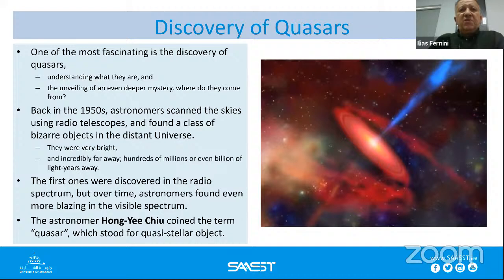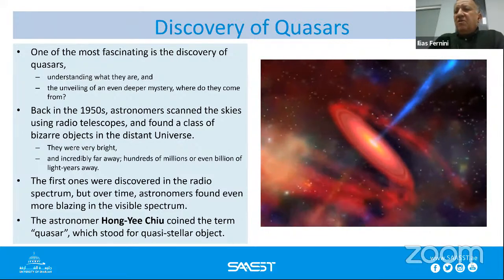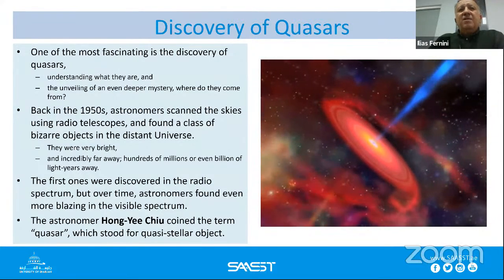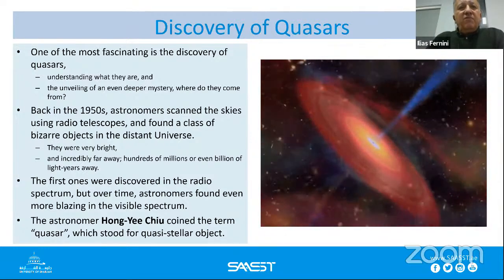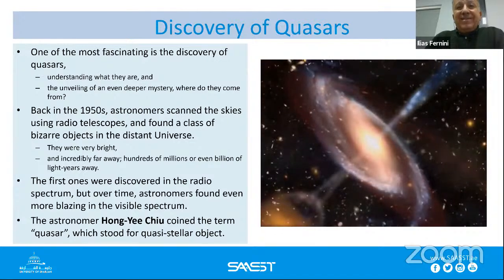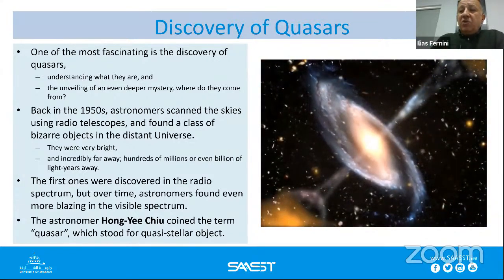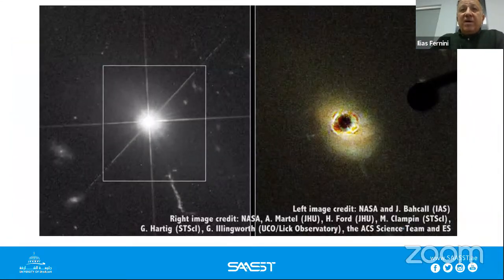I believe the first person to name them quasar was the Chinese astronomer Hong-Yee Chiu. What does it stand for? Quasar, quasi-stellar objects. When you look at them, they appear as if they were stars. Look at the one to the left. It is like a star with all the spikes, but this is much more powerful than the entire galaxy, so it cannot be a star.